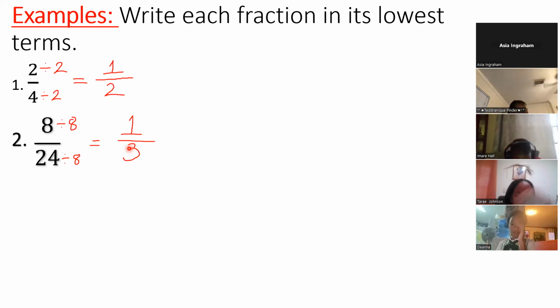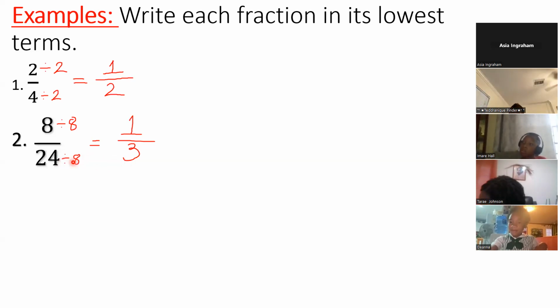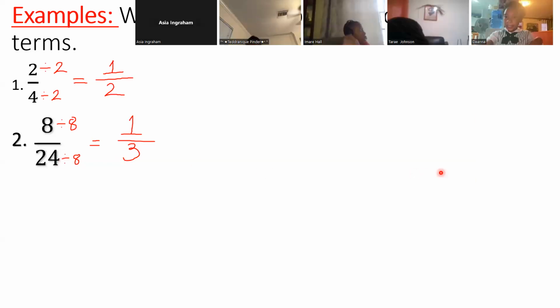All right, so the way we got it is we found a number that can go into 8 and 24. The number that can go into both 8 and 24 is 8. 8 divided by 8 is 1, and 24 divided by 8 is 3. So that's how we got 1/3. You understand that? Yes, sir.